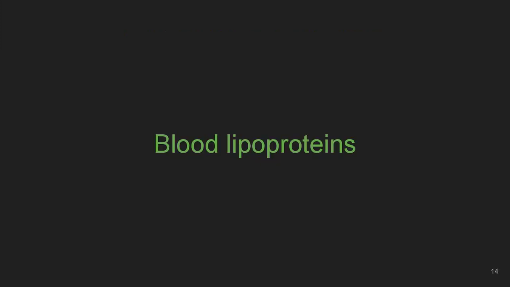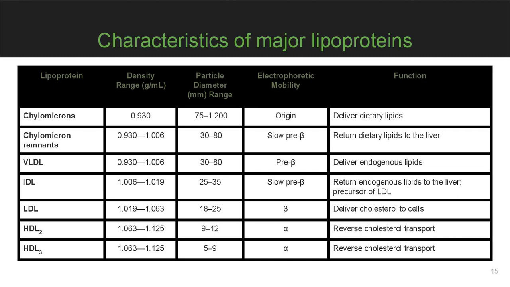Blood lipoproteins. We have several types of lipoproteins. The first one, which is produced in the small intestine, is the chylomicrons. They are produced in the small intestine and deliver and transport the dietary lipids from the small intestine to other organs. Chylomicron remnants are converted into small structures and transported into the liver.